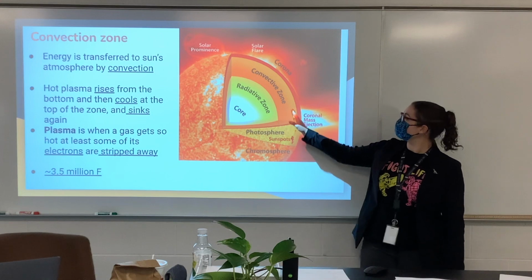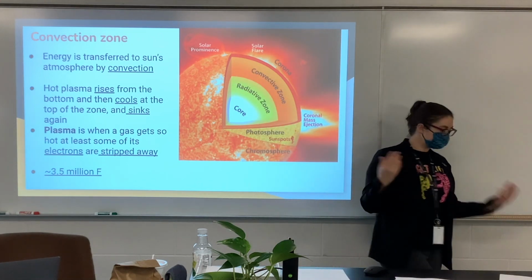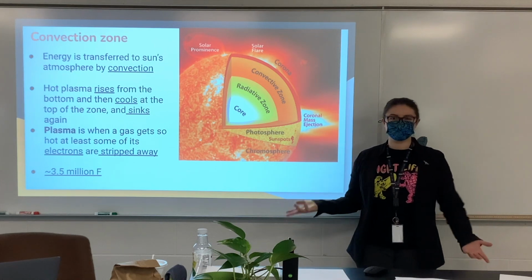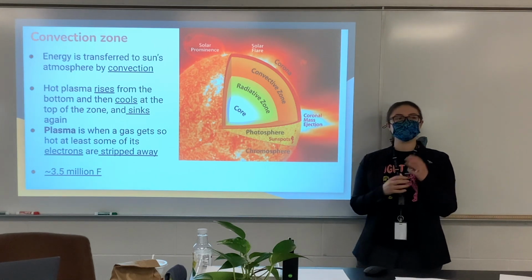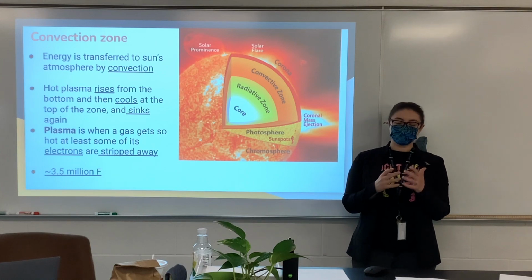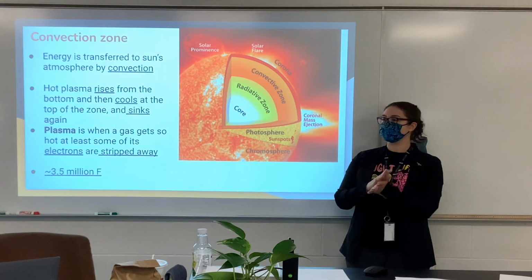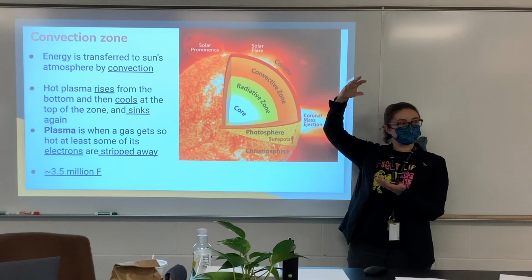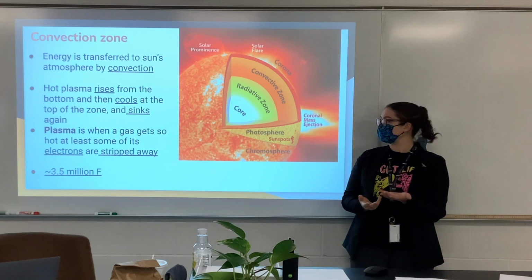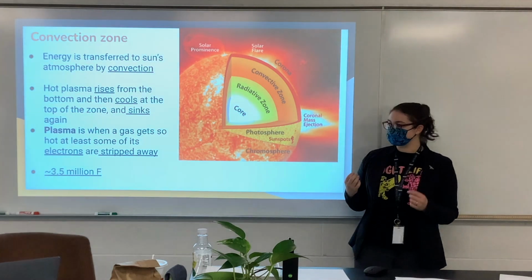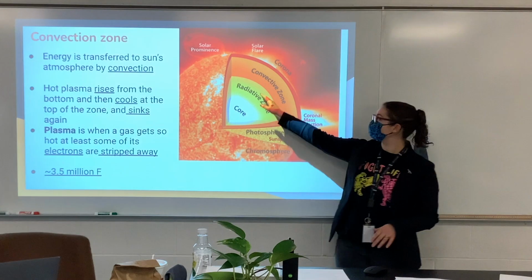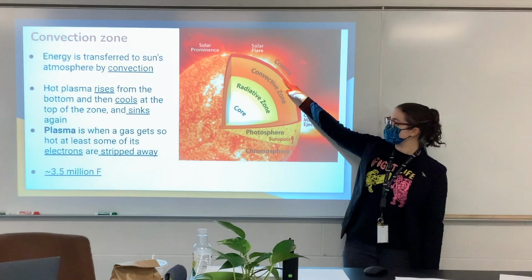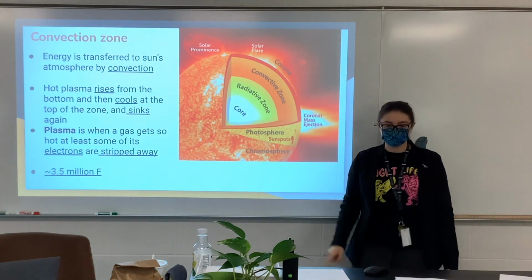After the radiative zone, we get the convection zone. And it's called the convection zone, unsurprisingly, because energy is transferred by convection. So convection is a process of energy transfer where a hot fluid rises to a cooler place and then cools off and sinks again. So in this case, it's the plasma that's moving. So hot plasma close to the radiative zone rises up towards the top of the convective zone, it cools off, and then it sinks back down again.